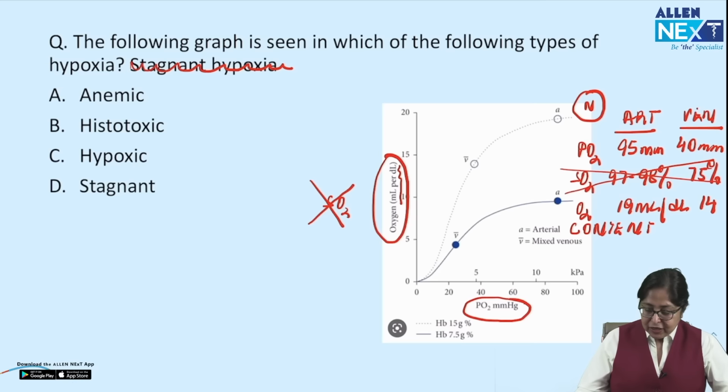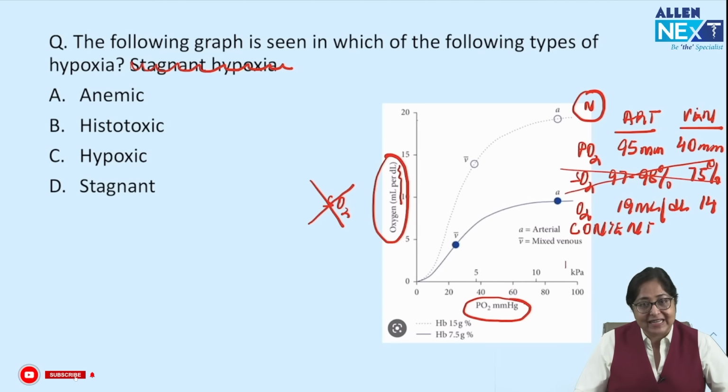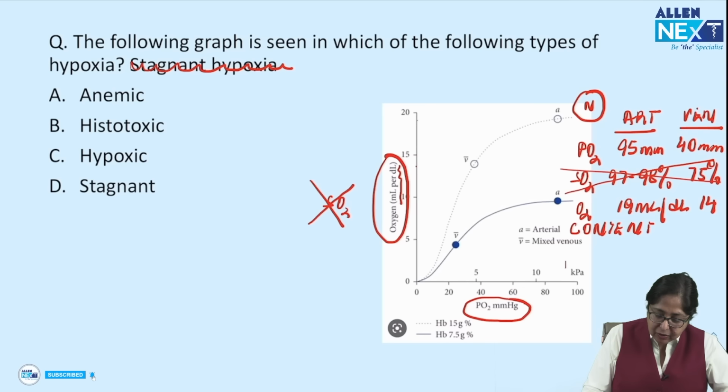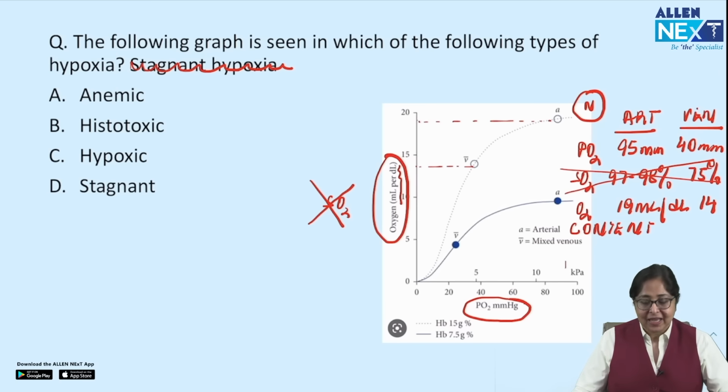Right? So if this is arterial blood, PO2 95, oxygen content about 19, and in venous blood, PO2 40, content 14 ml per 100 ml, as you can make out over here. Right? So this is normal. Now, this was the abnormal graph which was given.